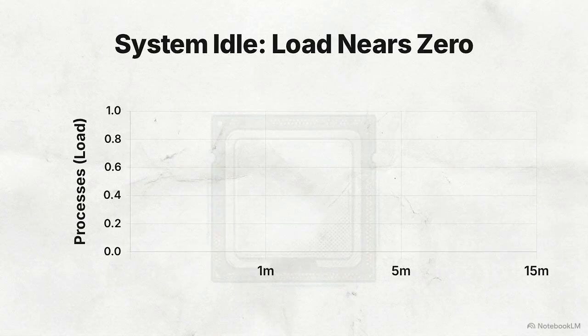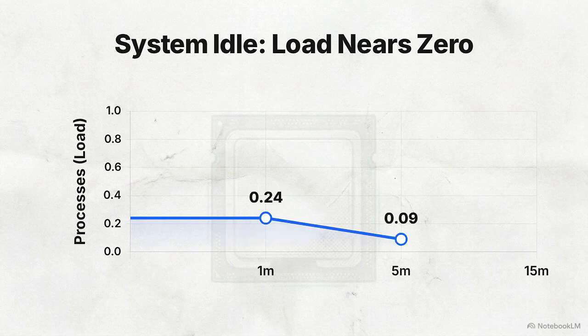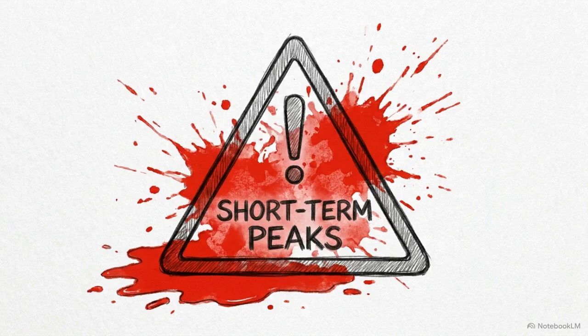Linux tracks load averages across 1-minute, 5-minute, and 15-minute intervals to measure exactly how many processes are waiting for CPU time. On our idle Raspberry Pi, the 1-minute load is 0.24, the 5-minute is 0.09, and the 15-minute load is down to 0.02. Reacting to that 1-minute load average will set you up for constant false alarms.